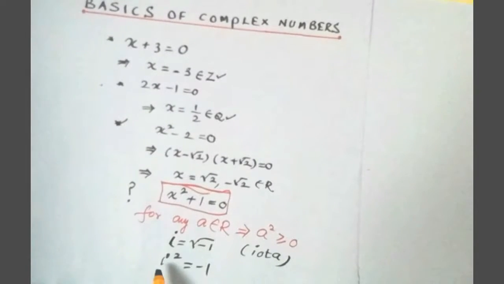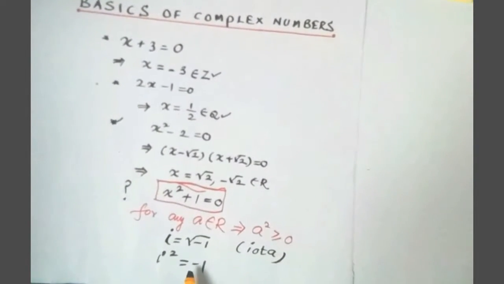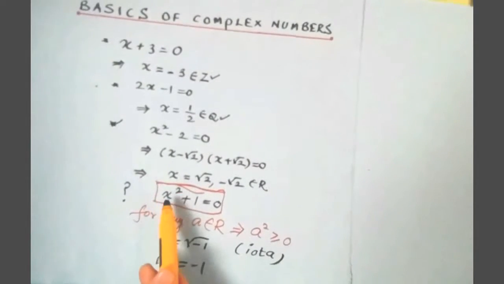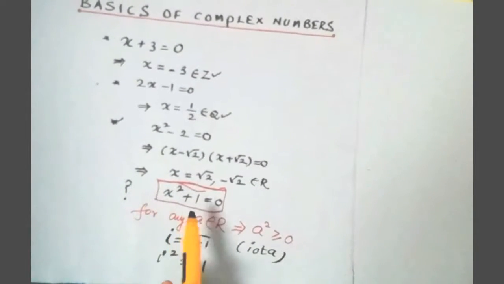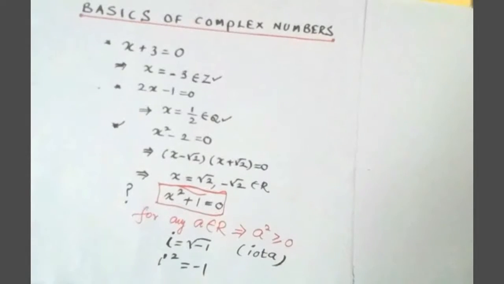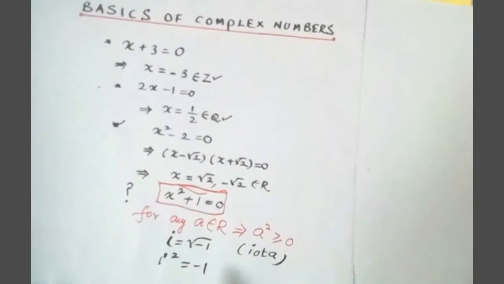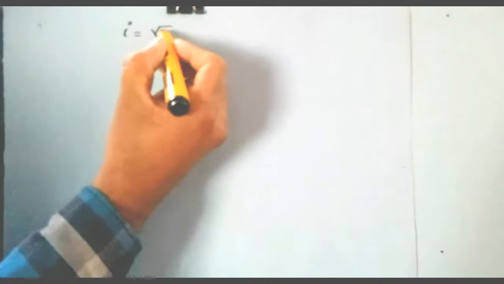So i square equals minus 1. If I consider the x value as i, what happens? x square will become minus 1 plus 1, which is 0. So this is the solution of x square plus 1 equals 0. It's called an imaginary number. Now we define iota equals root of minus 1.